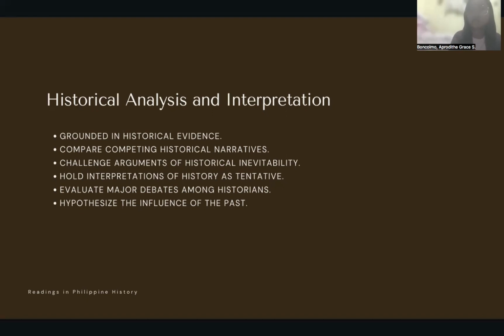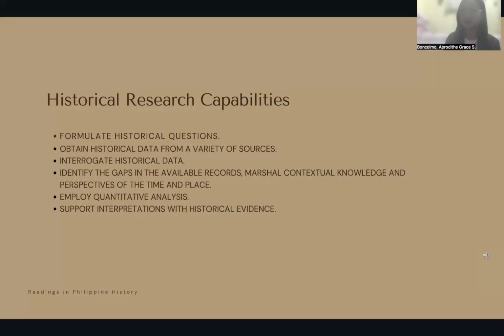Now let's proceed to the second one. Now, I'm going to discuss the historical research capabilities, but what does it mean? It encompasses a set of skills and methodologies that historians employ to investigate, analyze, and interpret the past. These capabilities are crucial for acquiring a deep understanding of historical events, societies, and individuals. So the example is the archival research.